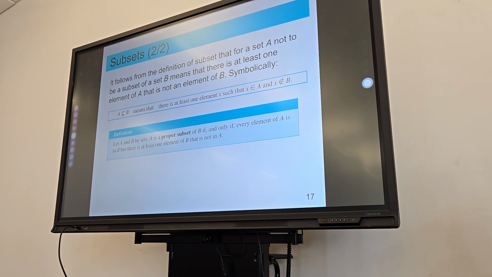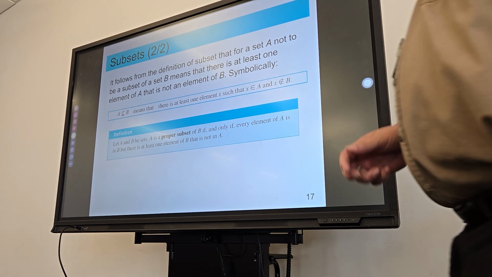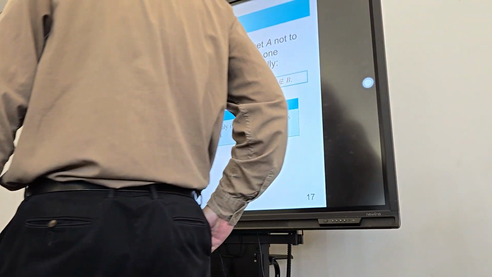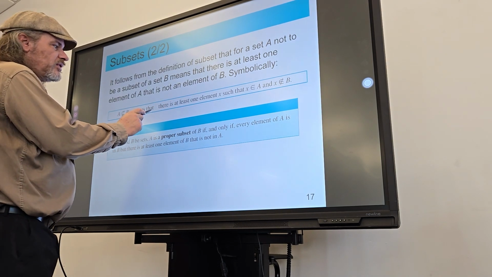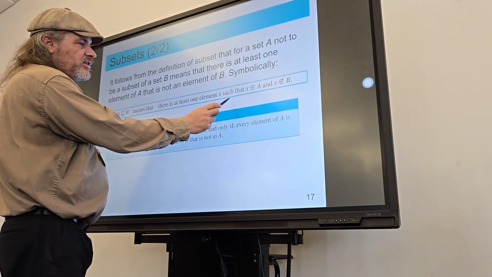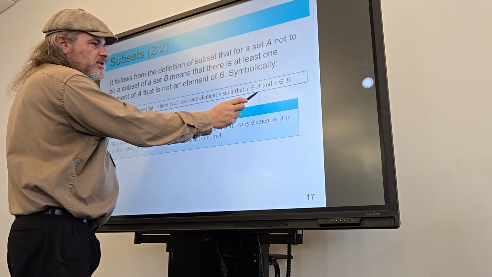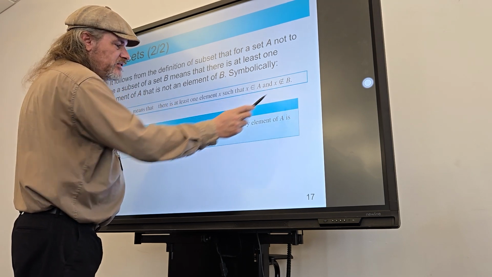It follows also from the definition that for a set A not to be a subset of B means that there is at least one element of A that is not an element of B. So that means what they have here symbolically with this symbol here. There's at least one element X such that X is an element of A and X is not an element of B.